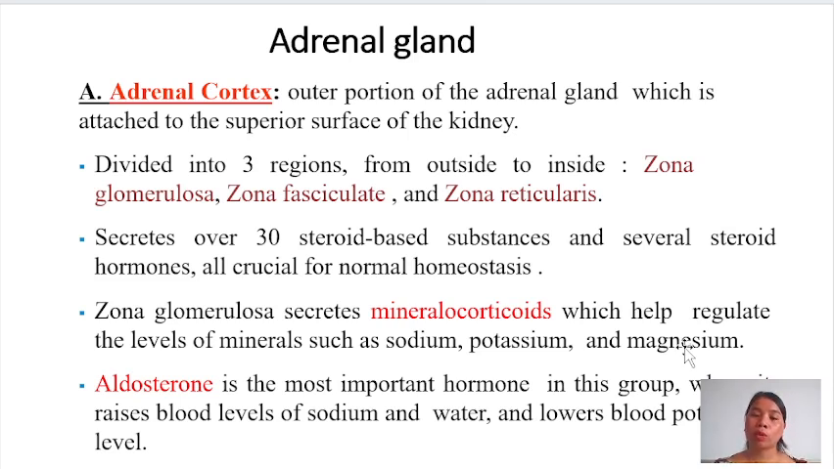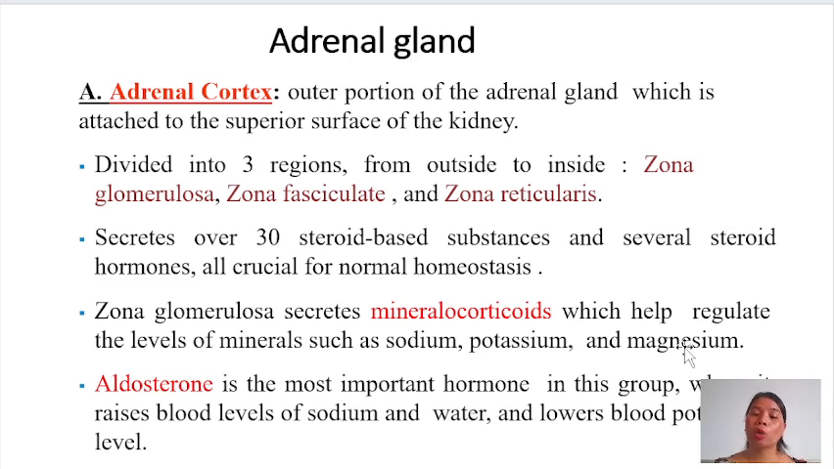First we will see the adrenal cortex. The adrenal cortex is the outer portion of the adrenal gland, which is attached to the superior surface of the kidney. It is divided into 3 regions from outside to inside. First is the zona glomerulosa, zona fasciculata and zona reticularis. This secretes over 30 steroid-based substances and several steroid hormones, all crucial for normal homeostasis.